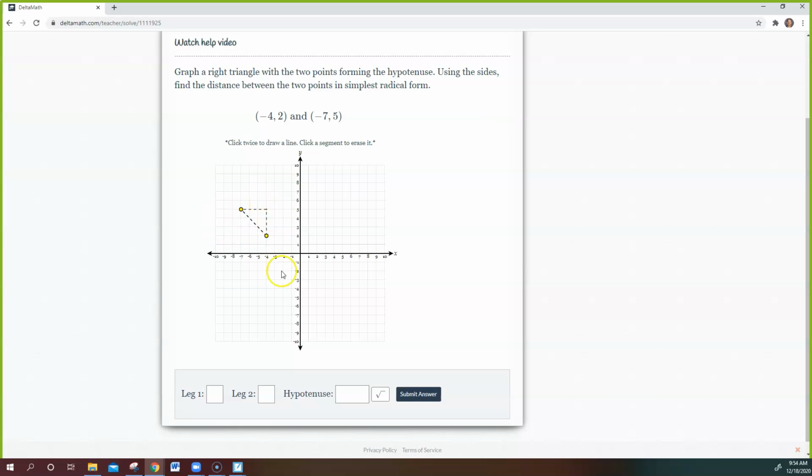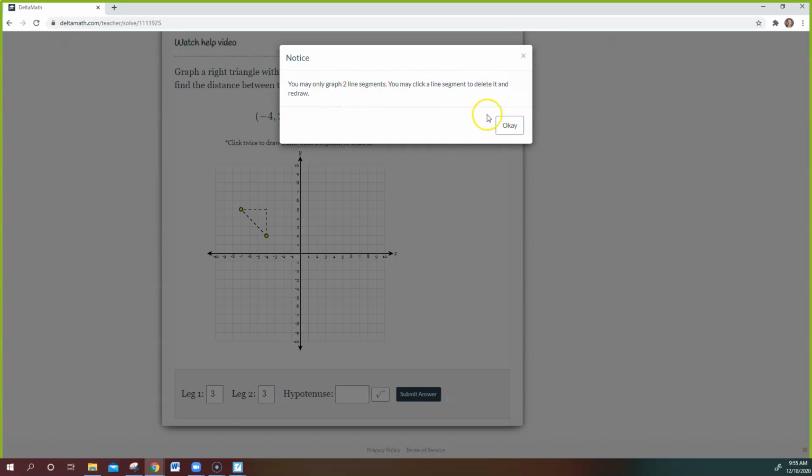So now I can go ahead and answer: what is the length of leg 1? Here's 1, 2, 3. All right, that has a length of 3. And then the length here is 1, 2, 3. So think of this as kind of like your run and your rise, or I could say rise and run. I'm going to go over 3 and down 3. But when we talk about length, length is always positive.